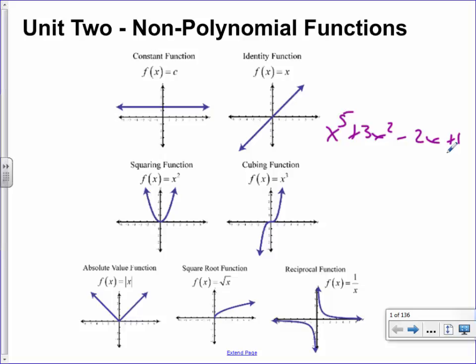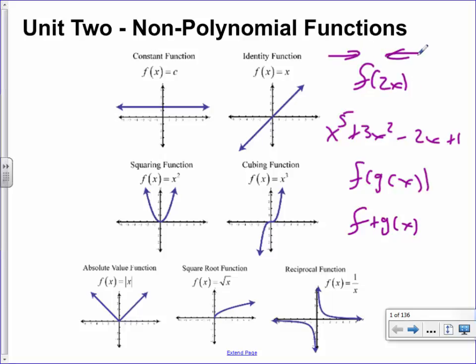In that unit, then, I threw in a few of the other little random topics that are kind of important, like the f of g of x concept, or the f plus g of x concept. We also talked a little bit about how if you do f of 2x, it takes the graph and squishes it in. A lot of those same concepts that we worked with around polynomial functions, we're still going to use, except now we're going to do things that are not polynomials.